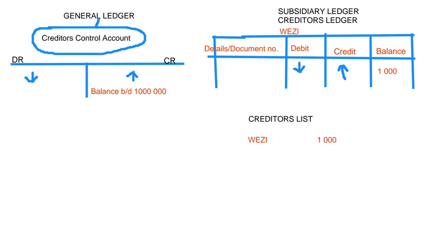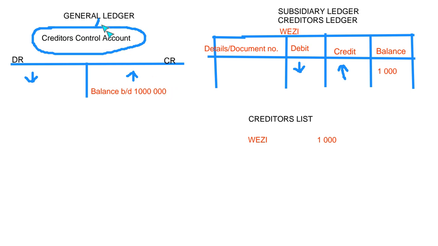You need this. Otherwise, how will you know the balance for Wezi? Can you see now? So you need to understand how they are related. And thereafter, Wezi is part of the other creditors. So if you add all of them, the total must end up equaling what? 1 million.